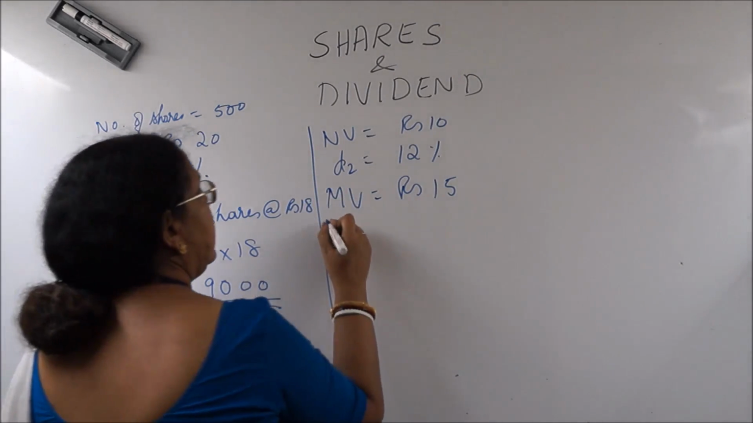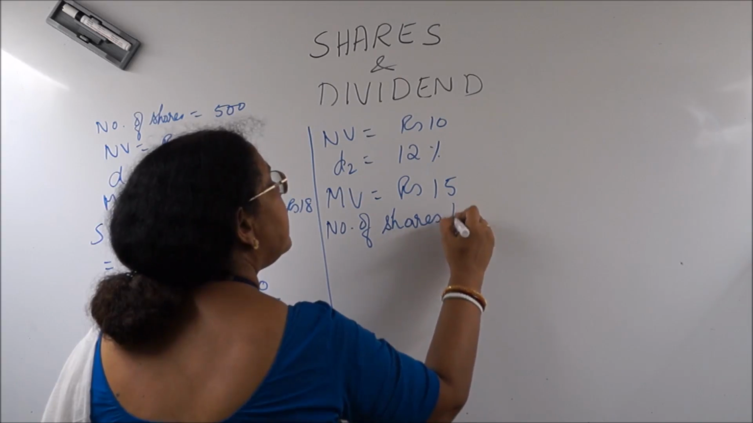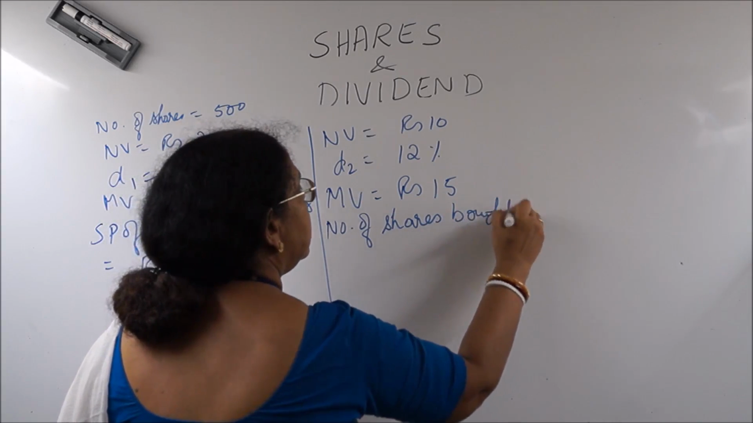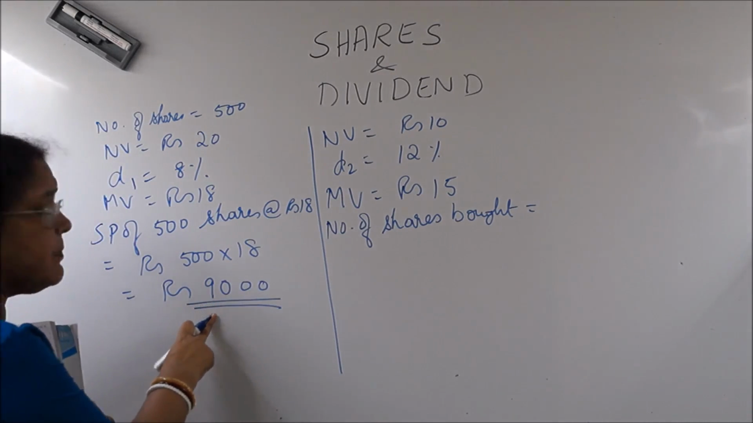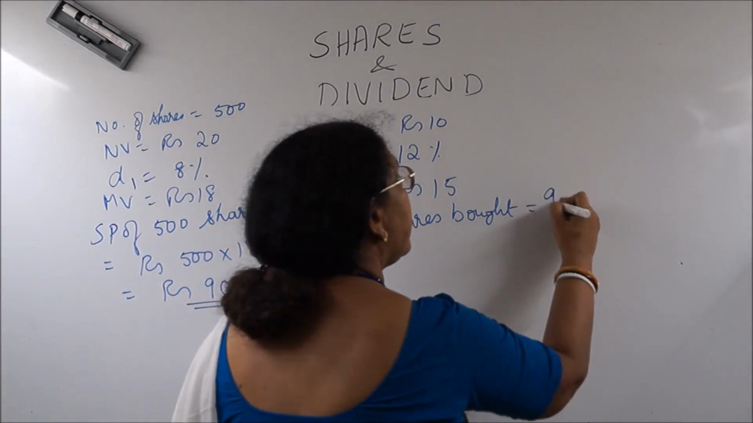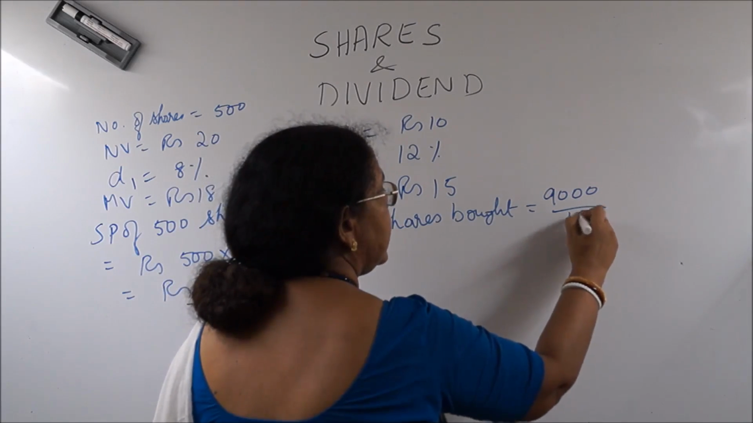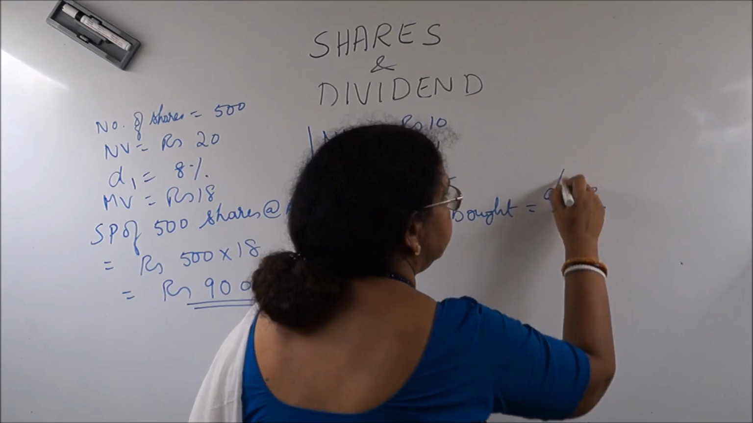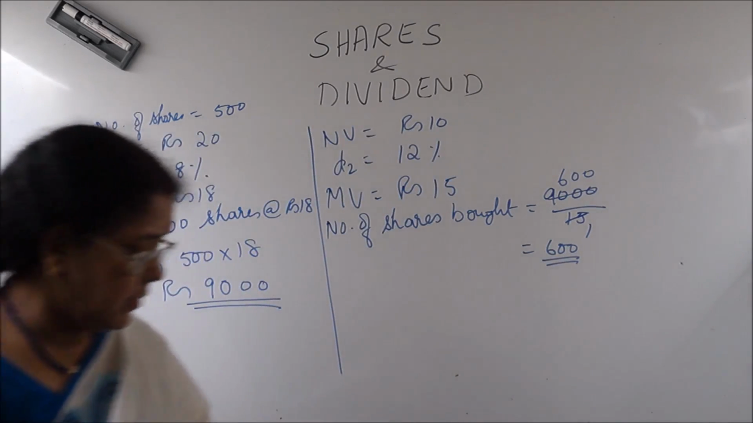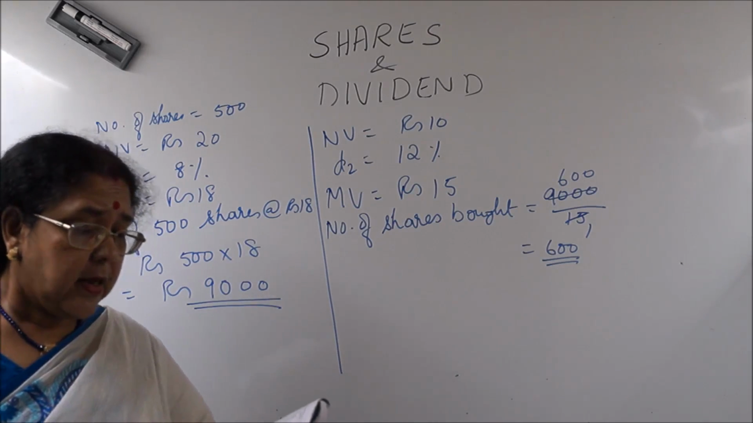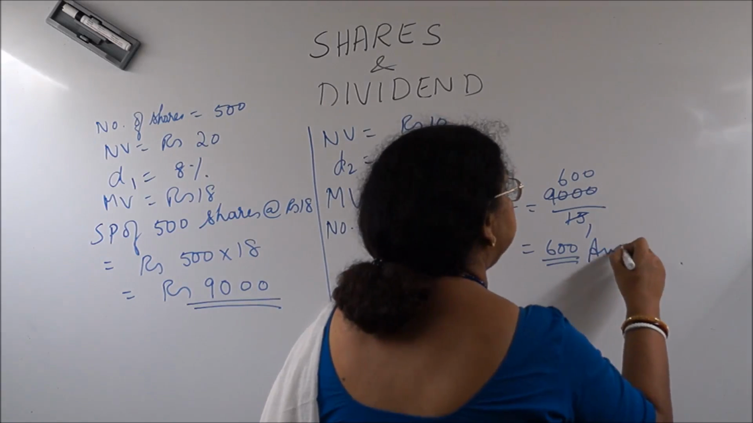So number of shares bought is equal to, what is the investment? The sale proceeds. So that means investment is 9,000. So 9,000 upon the market value. What is the market value? 15. So 600 is the number of shares that he buys. Okay, so that is the first answer. They ask how many rupees 10 shares did he buy? So that is the answer 1.